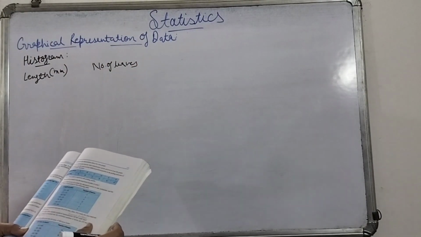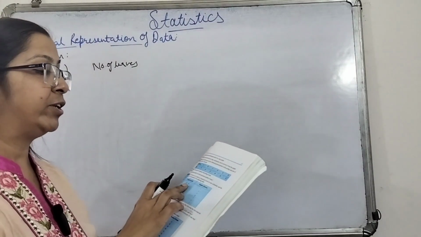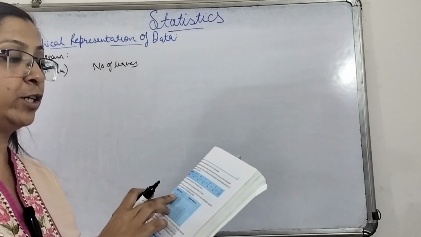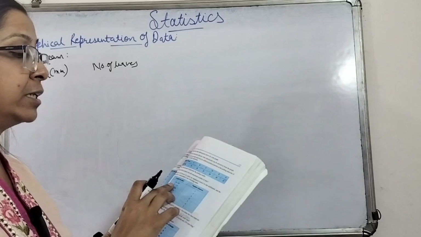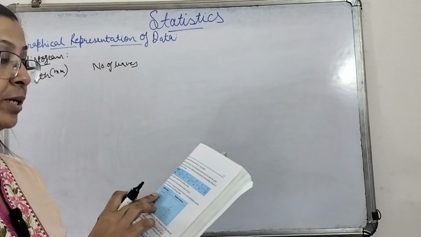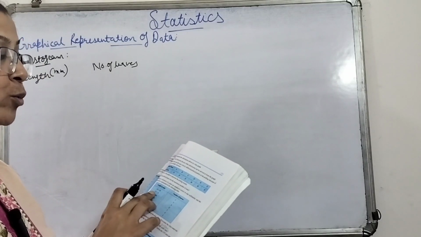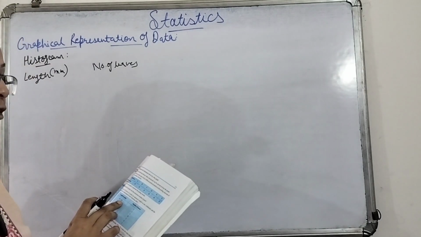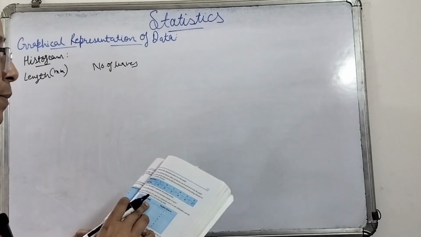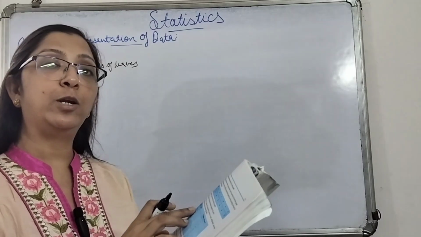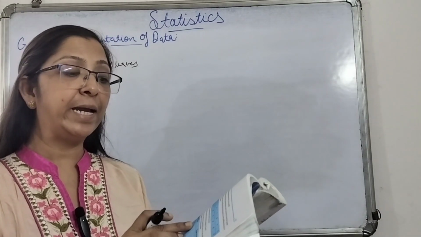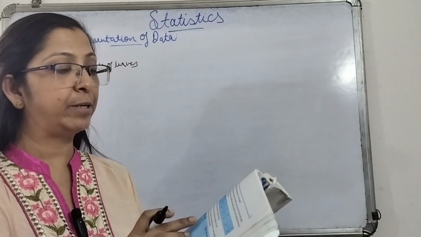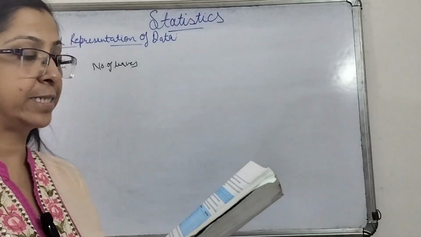For converting it into continuous, just now we have seen that we will be seeing the upper class limit of the first class interval and the lower class limit of the next class interval. The difference between the two is 127 minus 126, that is 1, and 1 divided by 2 is 0.5. So we will be subtracting 0.5 from the lower class limit, and we will be adding 0.5 to the upper class limit for converting it into continuous class size.